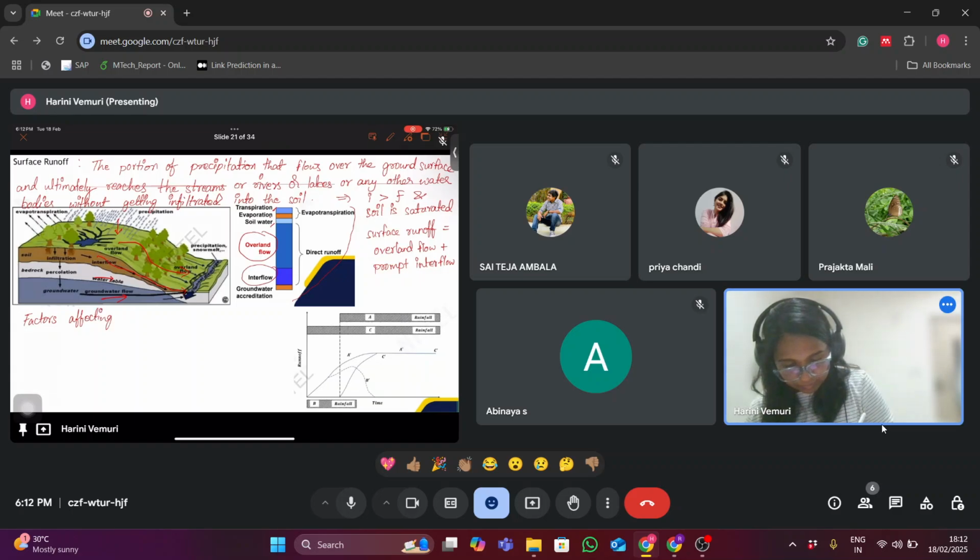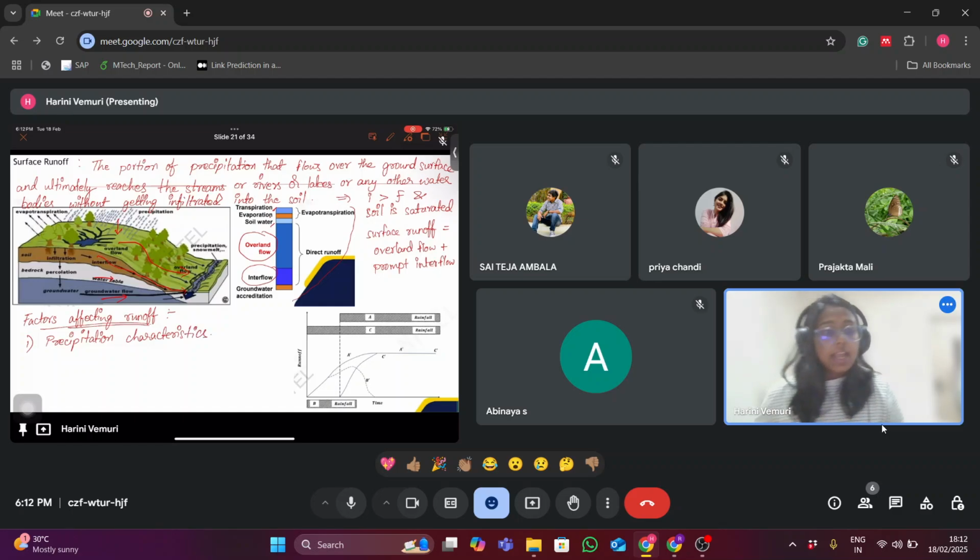Now we will look into the different factors that affect runoff. The first important factor is precipitation characteristics. As we have learned, precipitation has different characteristics like intensity, duration, areal distribution, and direction of the precipitation. All these mainly affect the surface runoff.